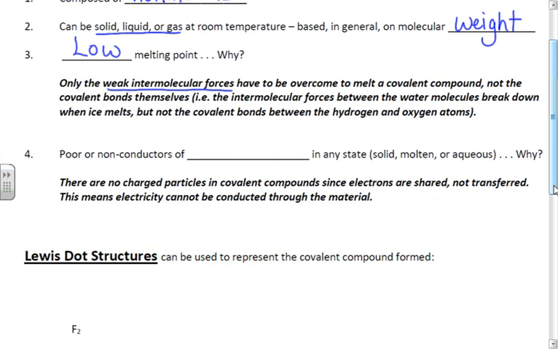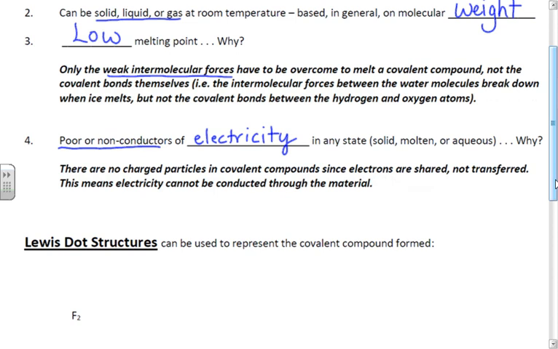Our covalent compounds are poor or non-conductors of electricity because there aren't really any charges to move around. It doesn't matter if they're dissolved or melted or anything like that. Since there's no charged particles, you cannot have electricity flowing through it. And those are the main properties of our different types of bonding.